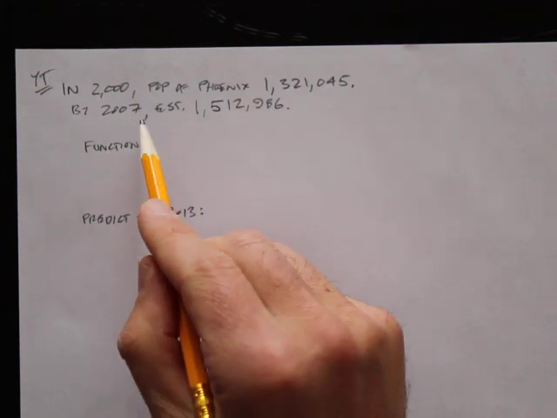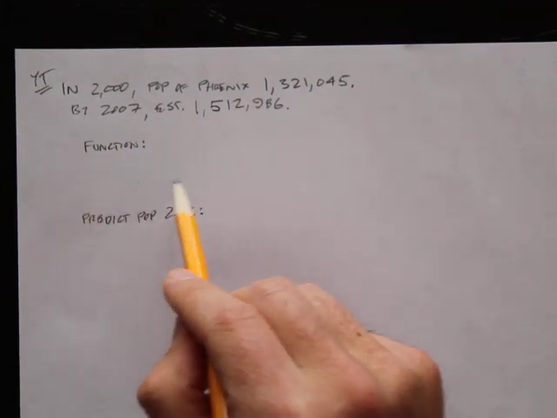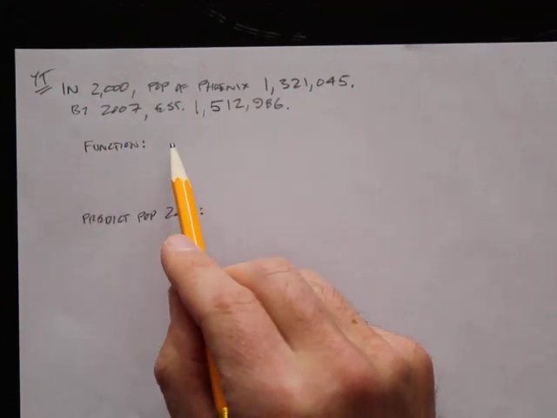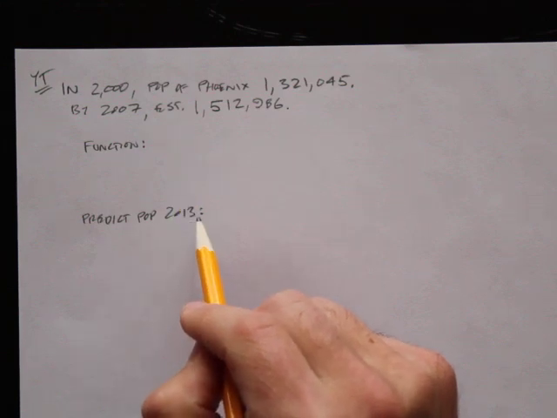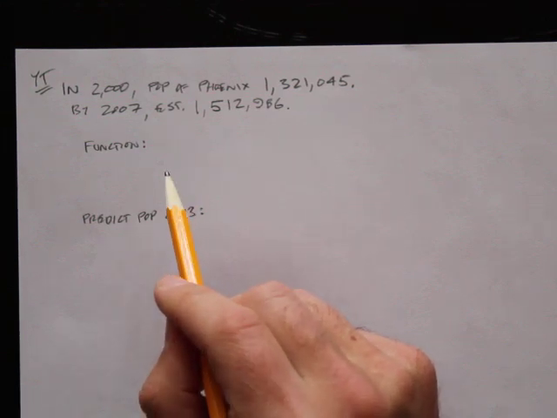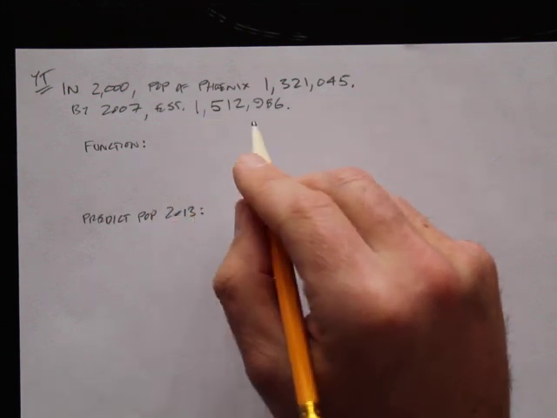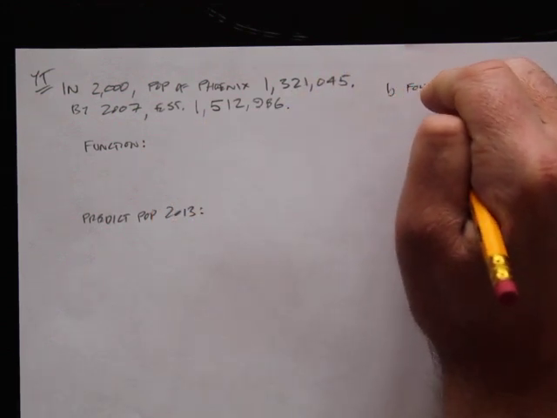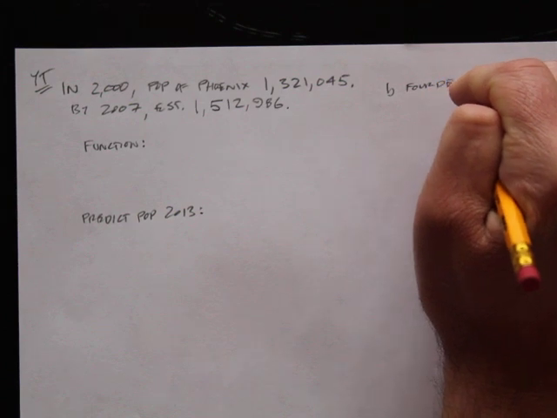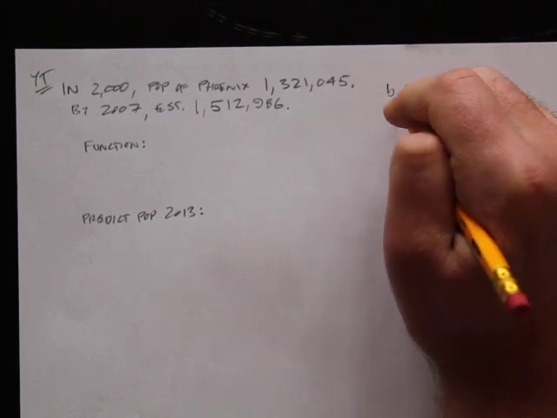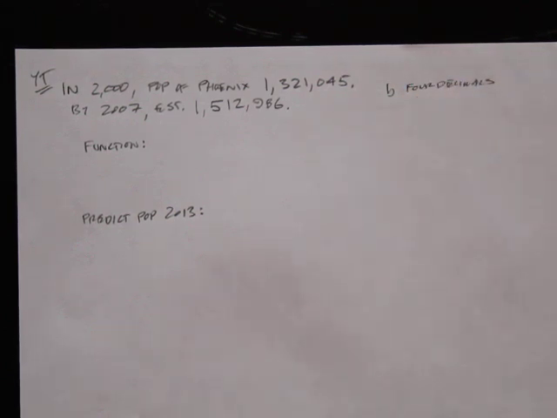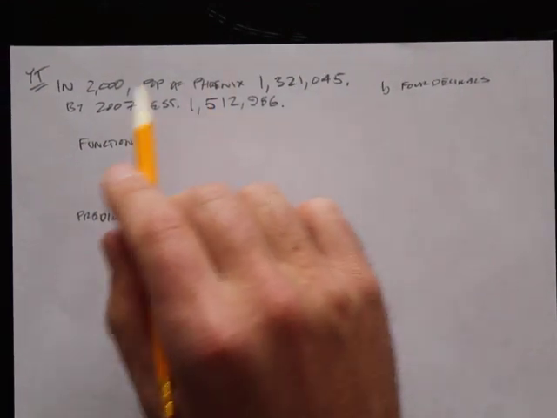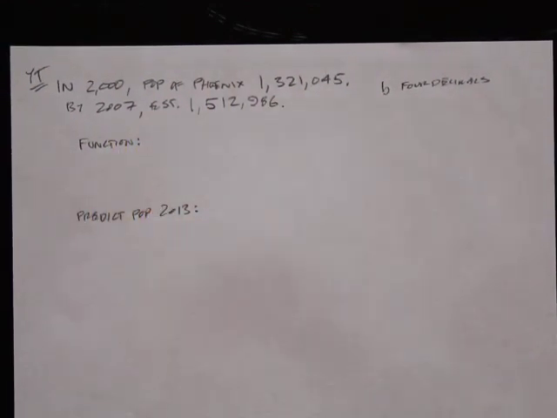Okay, so we've got one more chance to write the function, and then let's predict the population for 2013. So let's bring the b value to 4 decimals. Okay, go ahead and write your function, then predict the population for 2013. Go.